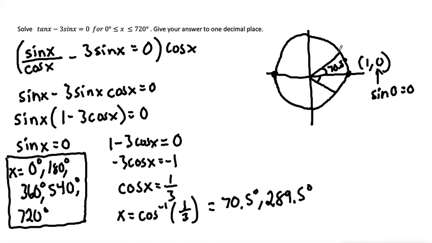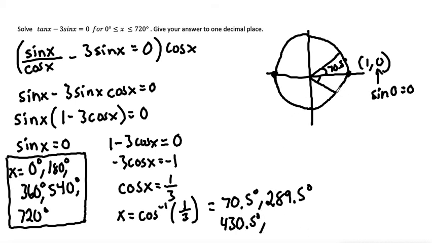Now that we've found the 2 solutions on the unit circle, between 0 and 360 degrees, we can add 360 degrees to go all the way around the circle for each of our answers to find the rest of our answers in this region. So if we add 360 to 70.5, we get 430.5. So that would be another solution.